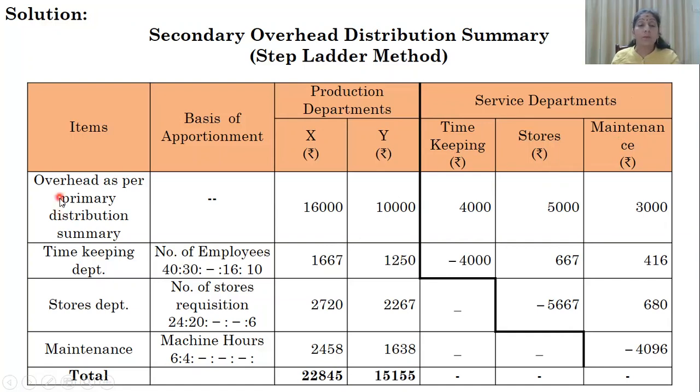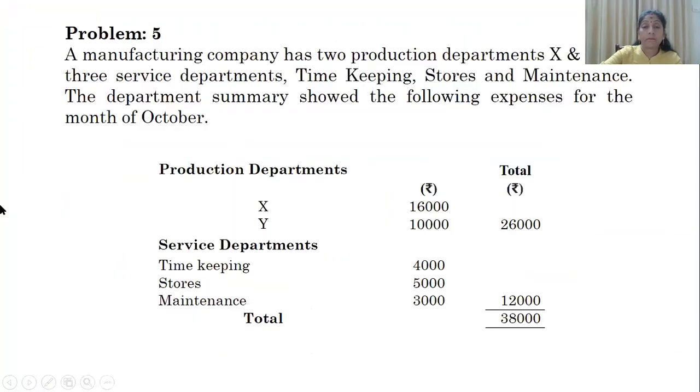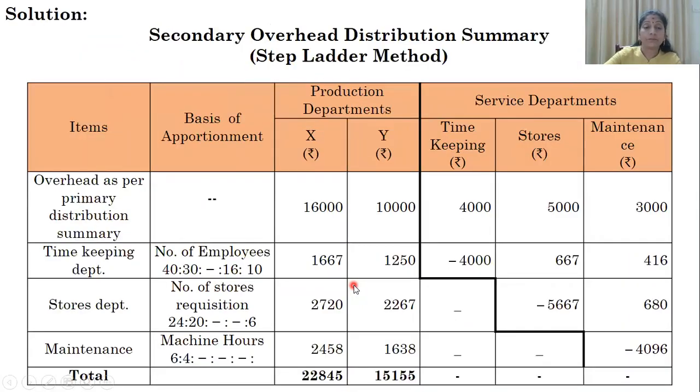Next we have to bring the balance here. What is given in the problem? According to the overhead primary distribution summary, the amounts are given here: X 16,000, Y 10,000, timekeeping 4,000, stores 5,000, maintenance 3,000. We have to bring the overhead as per the primary distribution summary. We posted it here. Then what is the next step?